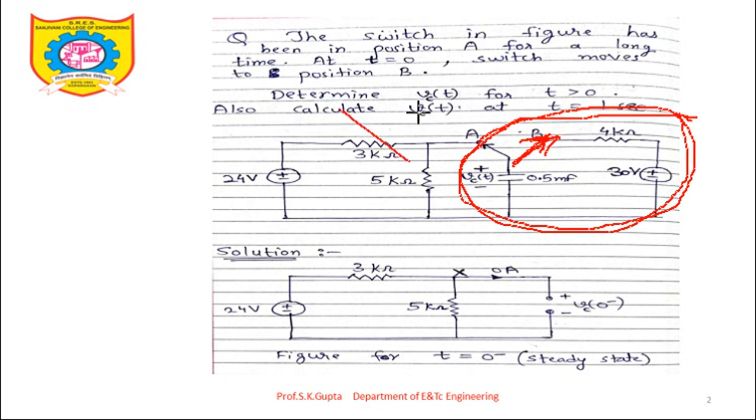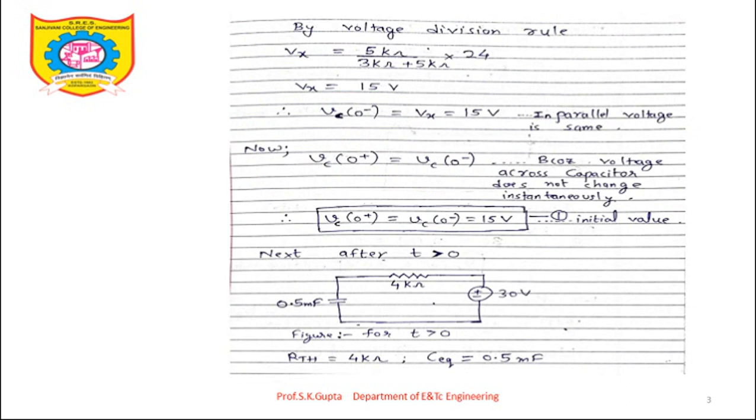I should not include this 3 kilo ohm and 5 kilo ohm while calculating the time constant. After switching, I am left with this much circuit, and this portion of the circuit is removed. So I will not think about this portion, I will just concentrate on this portion to calculate the time constant. This is the circuit left after switching.